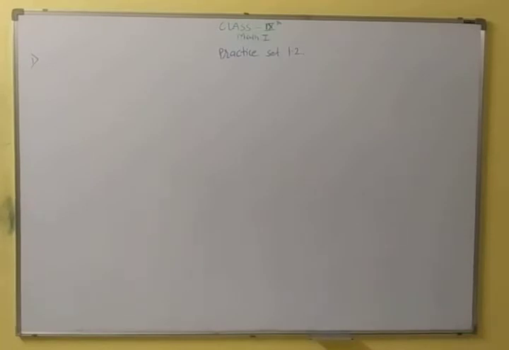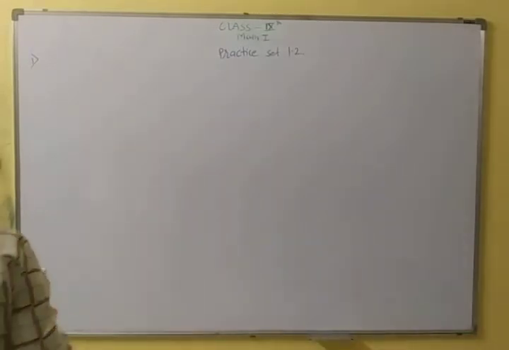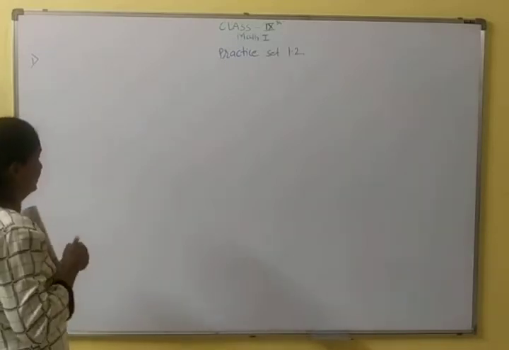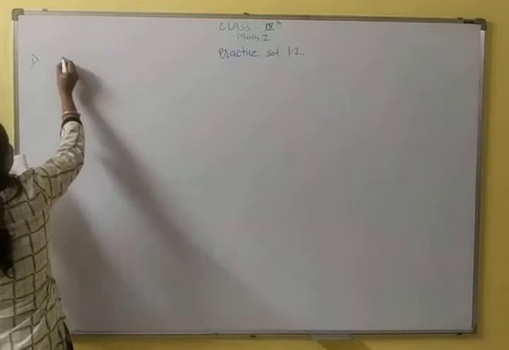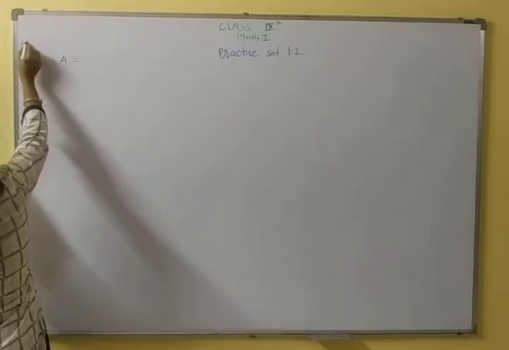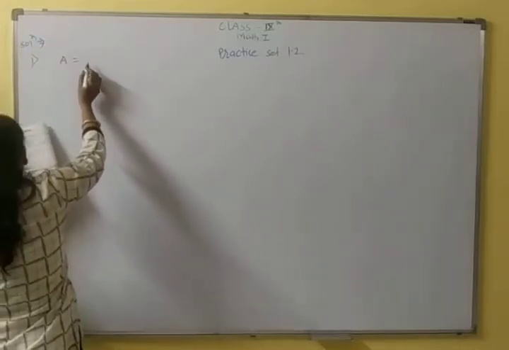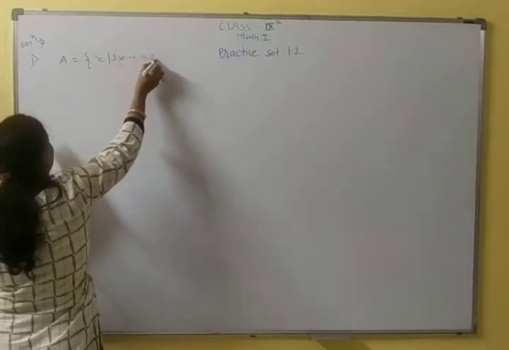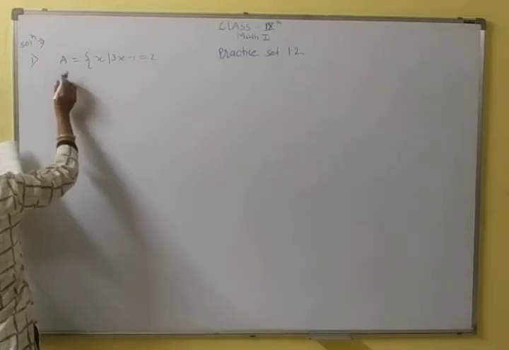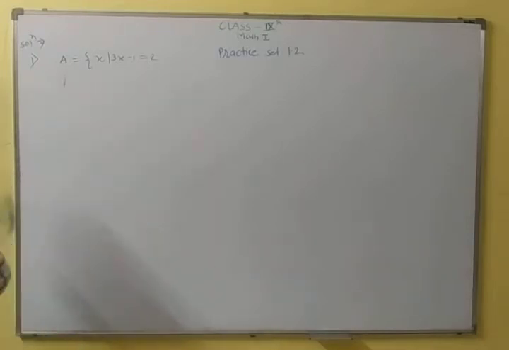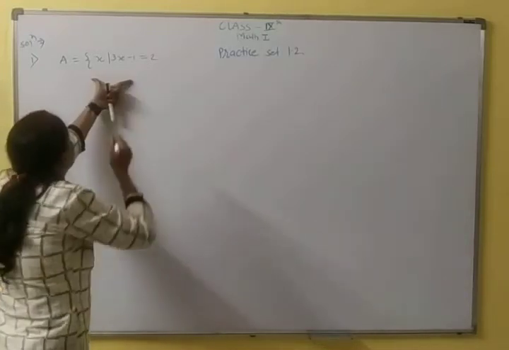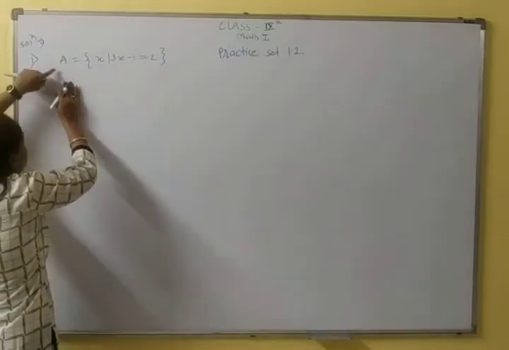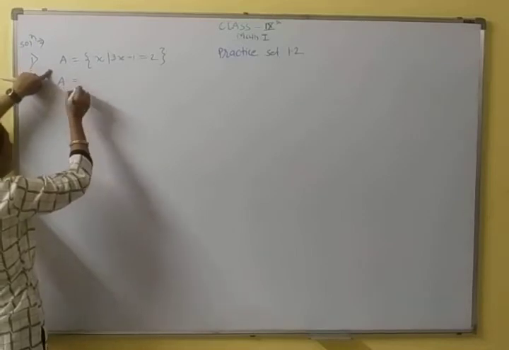Practice set 1.2 problem number 1. Decide which of the following are equal sets and which are not. Justify your answer. So set A, solution: A is the set of all x such that 3x minus 1 equal to 2. Okay, so first we have to prepare a list from this rule. This is a rule. Rule is converted into list. So first we have to convert it into a list.